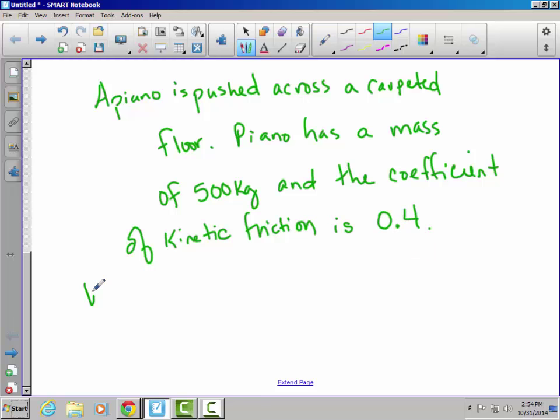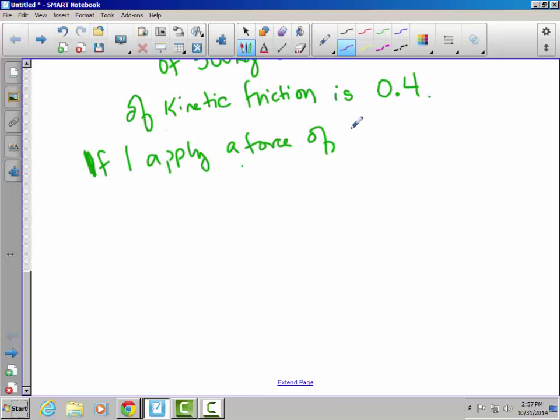So if I apply a force of, let's say, say 3,000 newtons, what is the A? Which is a lot of force to apply, by the way, but it's going to have to be done because it's a really big piano.